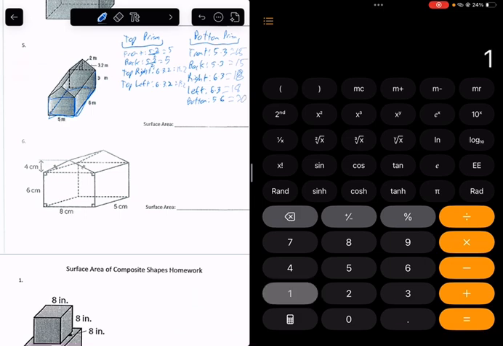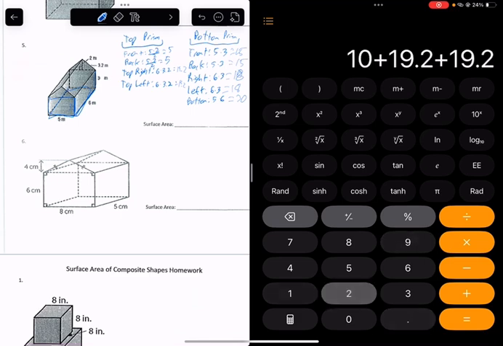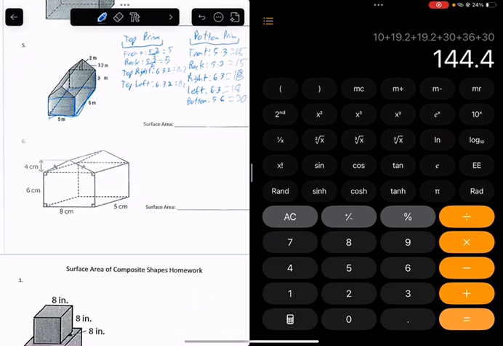So we're going to add all these up. We get 10 plus 19.2 plus 19.2 plus 30 plus 36 plus 30 again. We get 144.4. And then we'll have meters squared.